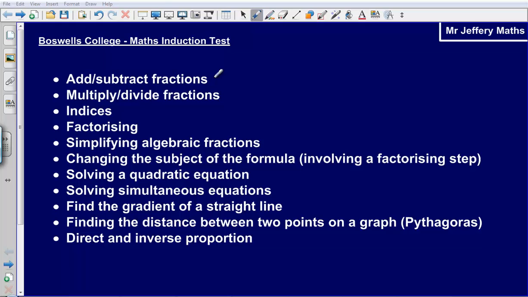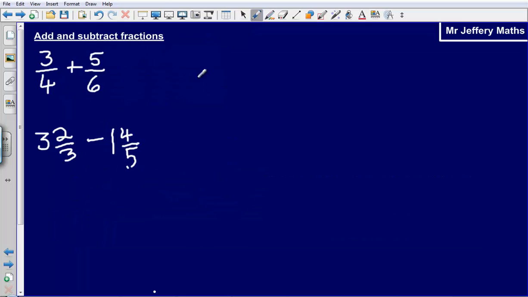In this first video we're going to take a look at adding and subtracting fractions. Now this is a topic that I'm sure we're fairly comfortable with, but just in case you're not, I'll just recap some key points and go through two examples, and then I've got two examples for you to take a look at. So here we've got 3/4 plus 5/6.